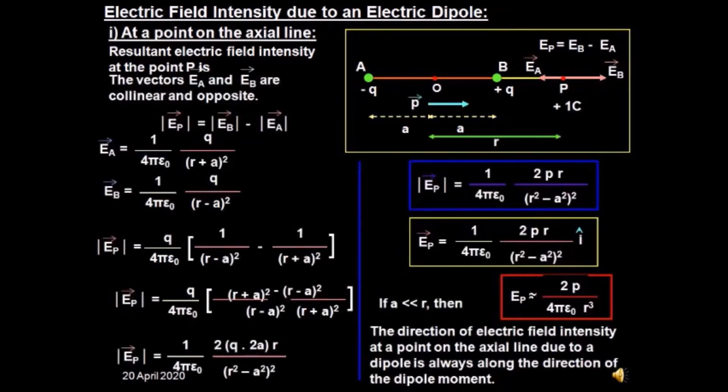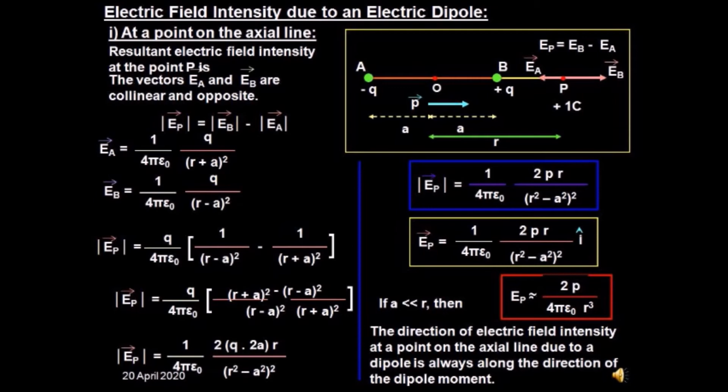We have solved till now EA and EB vector due to the two charges at point P, which we can see in the diagram. Now EA and EB are two individual electric fields present at point P, and we have to find their resultant. So we need to see the directions. Now we can see that the directions of EA and EB are in opposite direction.